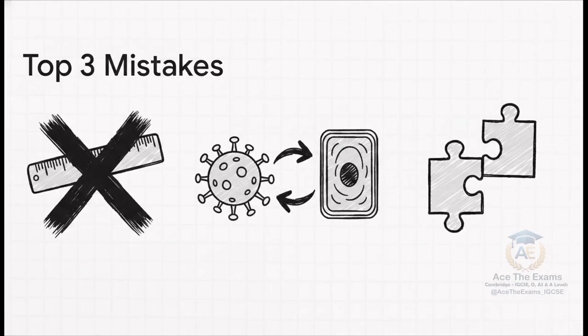And here they are. Mistake number 1, forgetting units and calculations. I mean, just imagine calculating the replication rate of a virus perfectly, showing all your work and then losing the mark simply because you forgot to write down the units. It hurts just thinking about it.